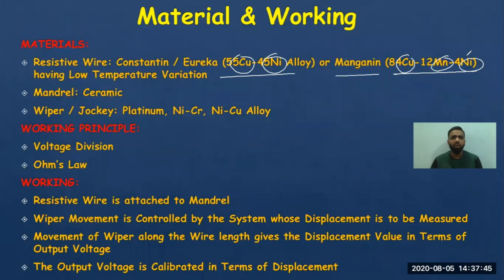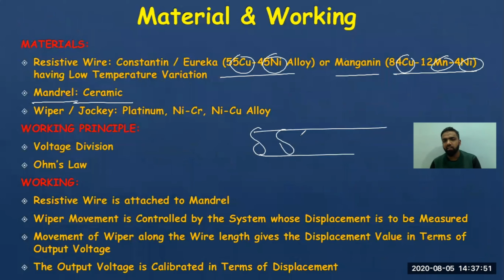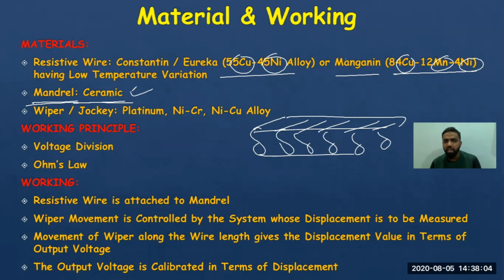Now the mandrel on which we keep the wire is made of ceramic, on which we wound the wire. Suppose this is my mandrel and I am trying to wound the wire on this. This wire is linear in nature. I have already explained all this. So this mandrel should be made of ceramic so that it is also temperature insensitive. The wiper and jockey are made of platinum, nickel chromium, or nickel copper alloy. Again, all these materials have low temperature variation.